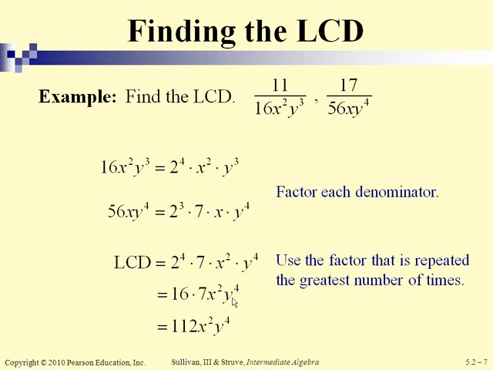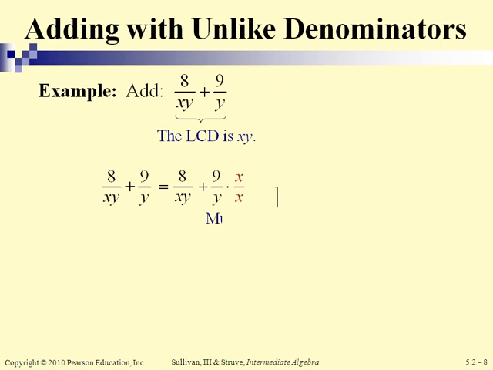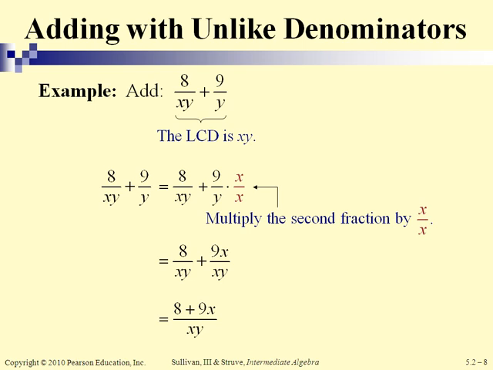All right? Anyway, now, how do we do this? This is a very simple problem. What is the LCD right now? XY, right? So what do you do with the second fraction? You have to multiply x over x. Exactly. So you multiply x over x for the second term. So you get 8 over xy plus 9x over xy. And you get 8 plus 9x over xy.